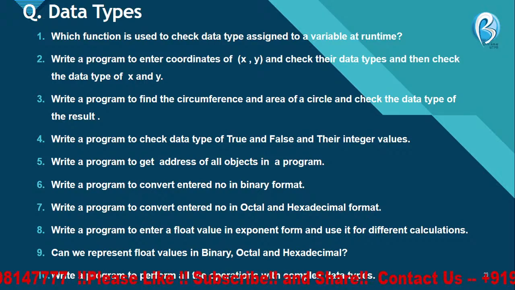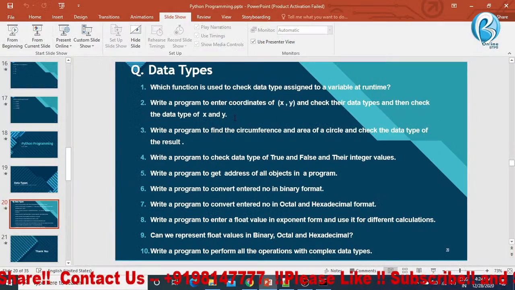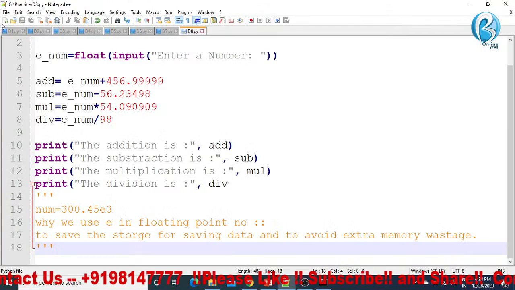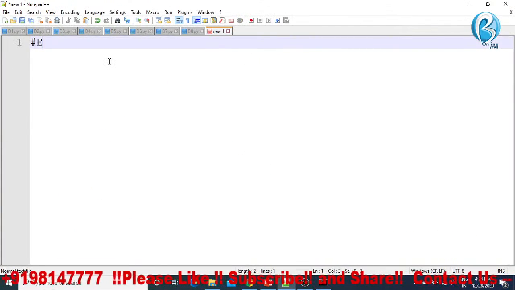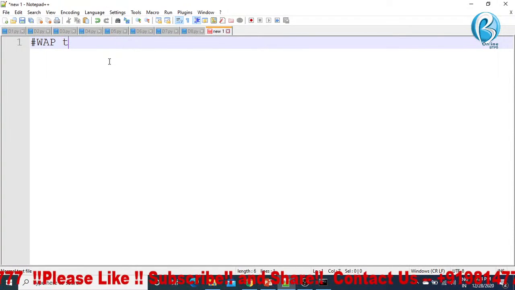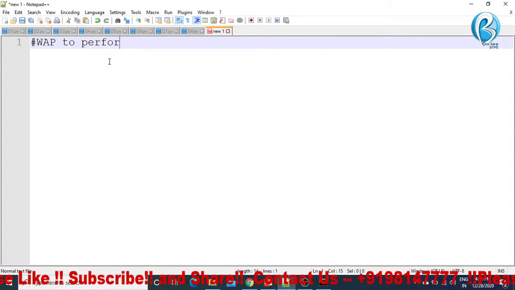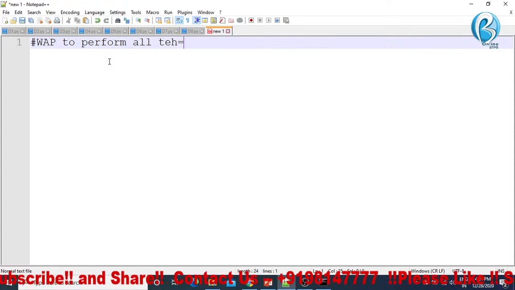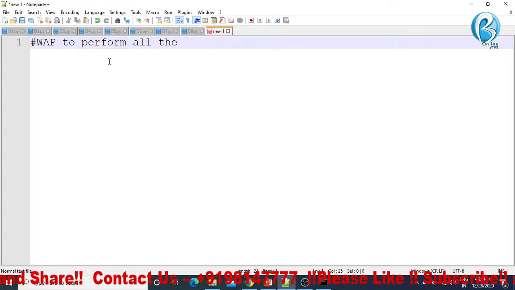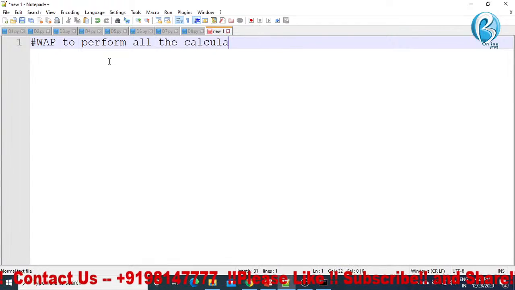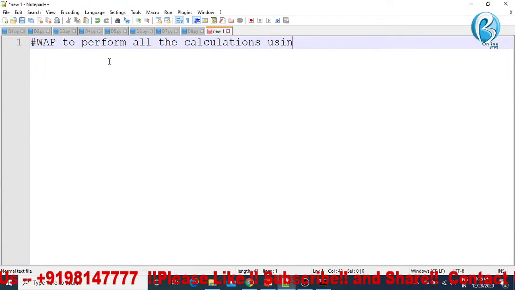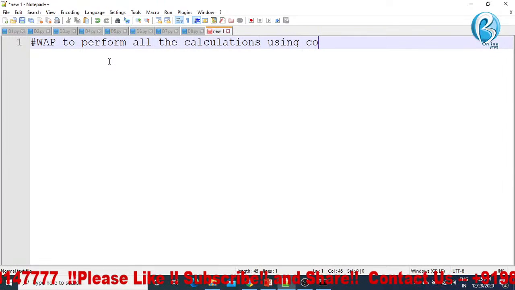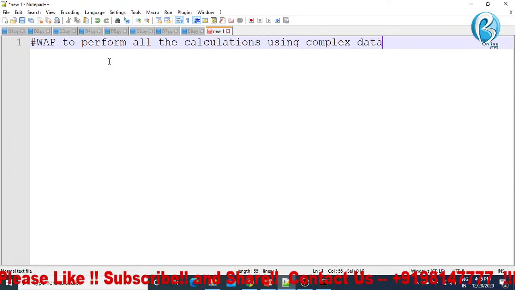So the 10th question is: write a program to perform all the operations with complex data types. Okay, this question is easy, so let's complete it at once. So write a program to perform all the calculations using complex data type.